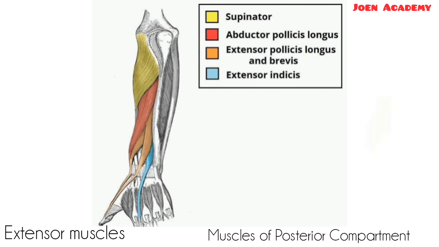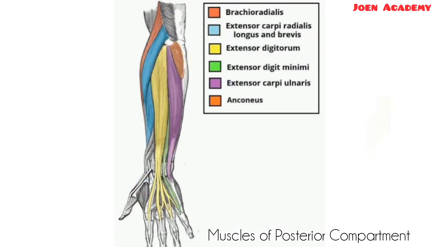Unlike the muscles of the anterior compartment that are grouped into 3 layers, the muscles in this compartment are organized into 2 layers, which are the deep layer and the superficial layer. These 2 layers are separated by a layer of fascia. The superficial layer of the posterior forearm contains 7 muscles. 4 of these muscles, which are extensor carpi radialis brevis, extensor digitorum, extensor carpi ulnaris, and extensor digiti minimi, all share a common tendinous origin at the lateral epicondyle.